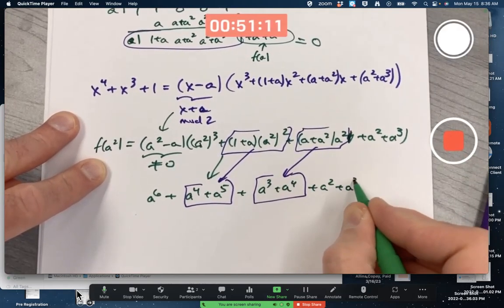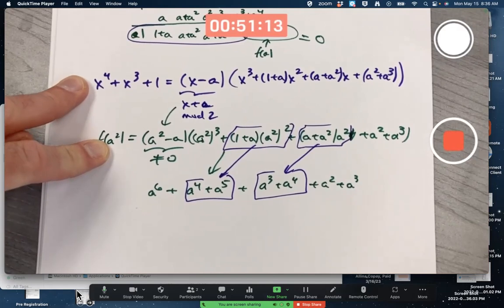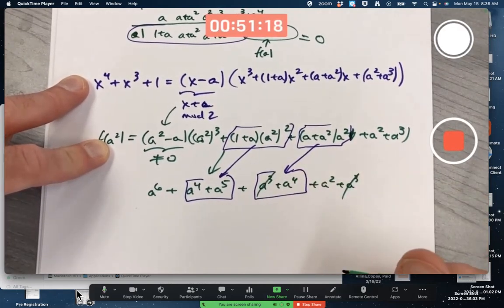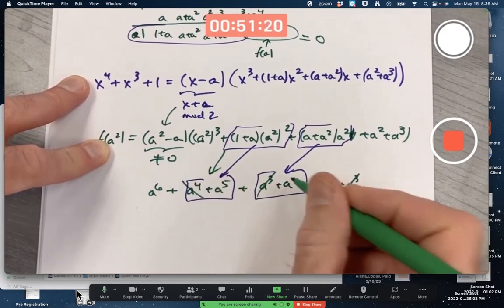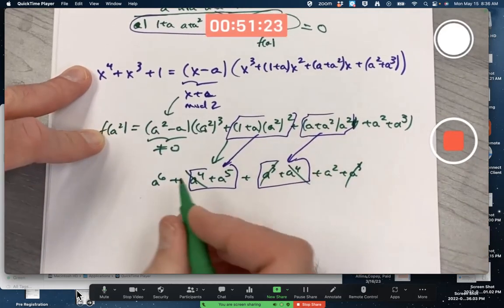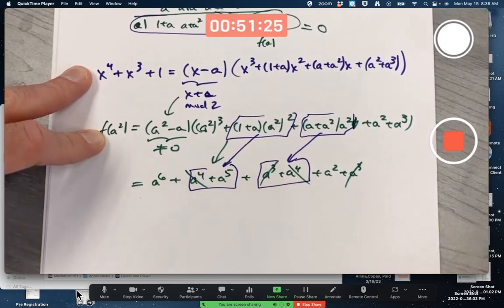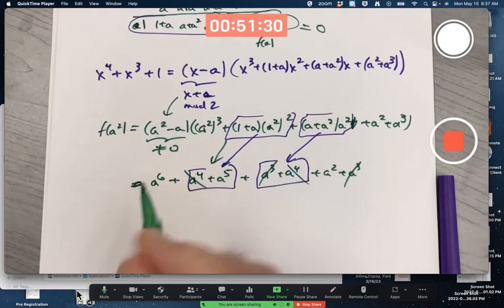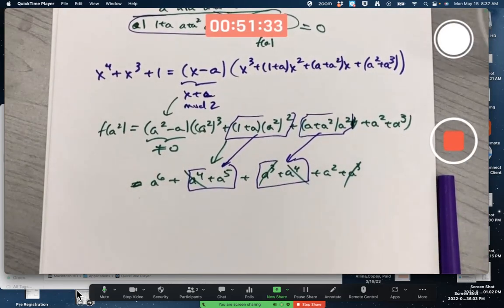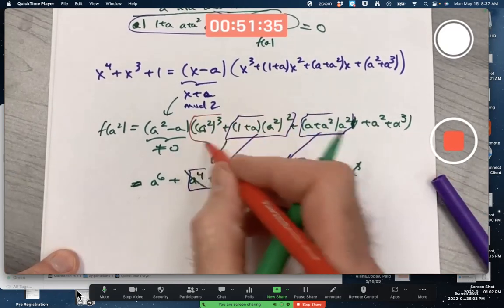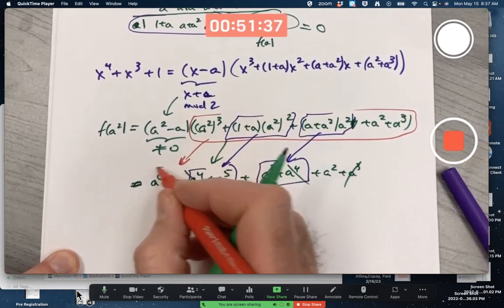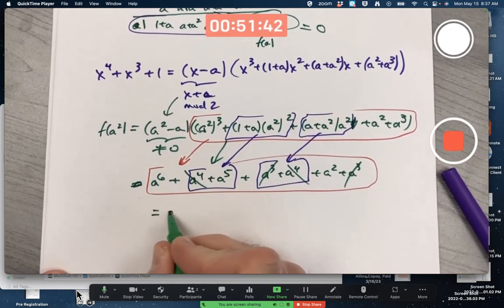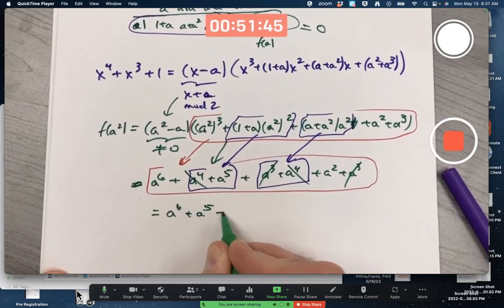Now that I've written the elements in this way, I can mod the coefficients by 2. So effectively, this a cubed cancels with this a cubed. This a to the 4th cancels with that a to the 4th. And writing equal there is probably bad. What I just did is this entire thing over here is becoming this entire thing over here. So we're left with a to the 6th plus a to the 5th plus a squared.